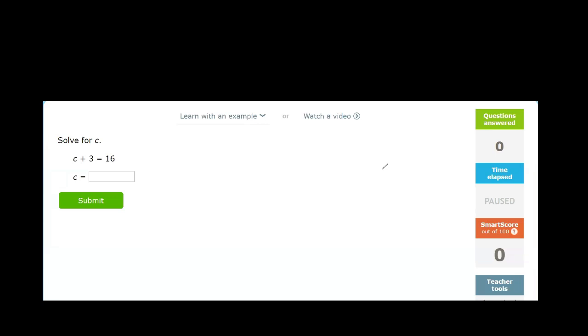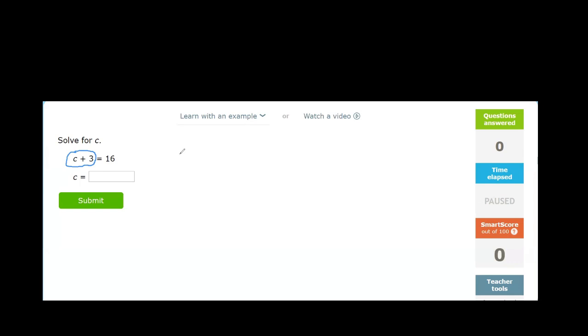Today, we're going to be talking about one-step equations. The whole idea with equations with variables is that there's often an unknown number or quantity, and that is represented often using a letter. In this case, we have C. First, I always like to identify the side with the letter. In this case, it's the left-hand side. And what you want to do is isolate the letter or variable.